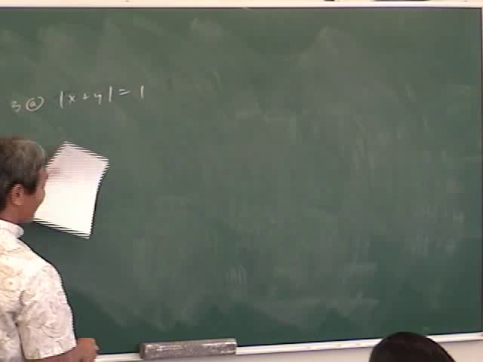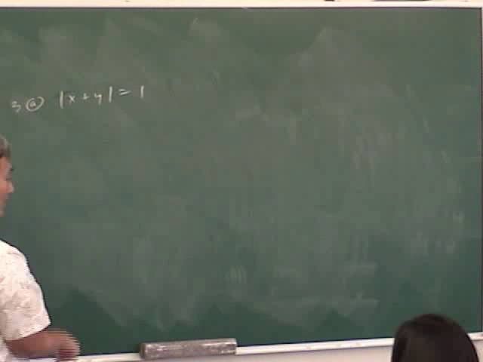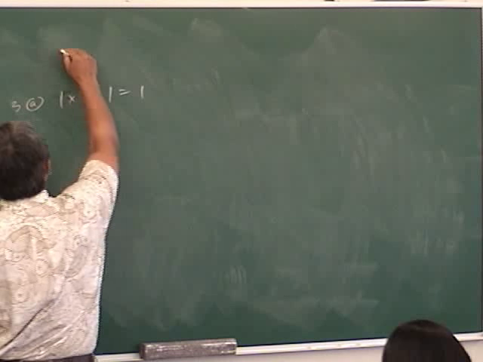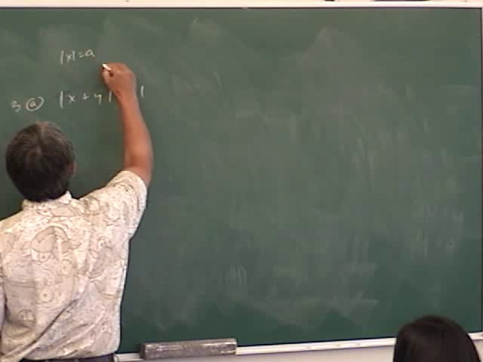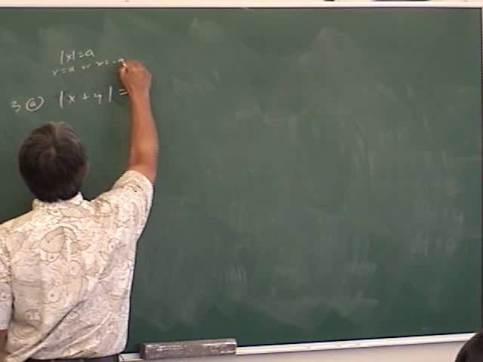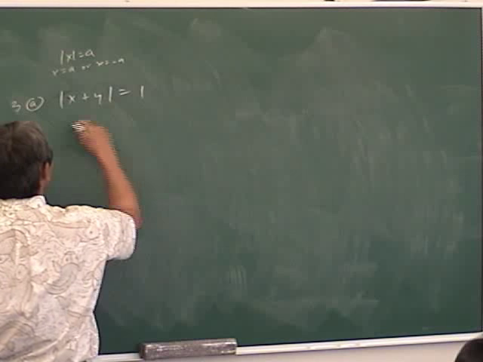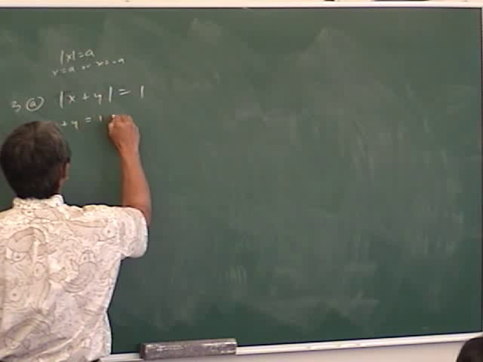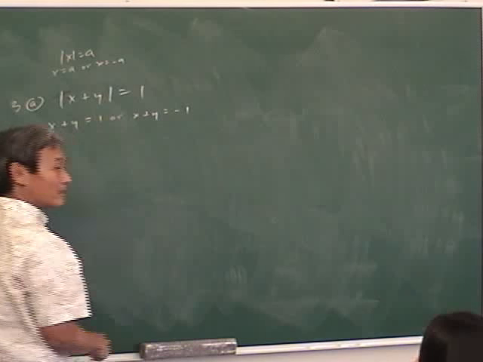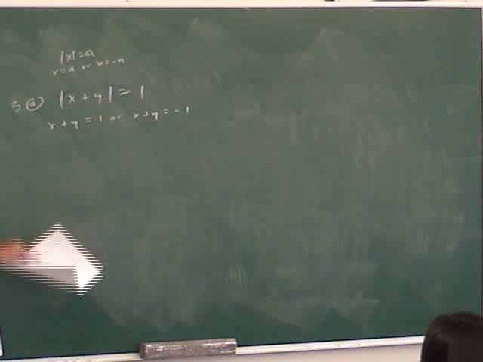Okay, does that fit one of the forms that we have? Absolute value of gorilla equal banana. Wait, let me look at my notes. Absolute value of x equals a. Oh yeah, that means x equals a or x equals -a, right? Okay, so doesn't this mean x plus y equals 1 or x plus y equals -1? If you follow the form.